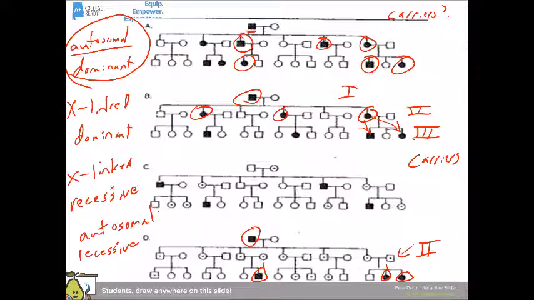And again, we can check to see who's passing it to who. Notice that this affected male gives alleles to sons. He also gives them to daughters. And this carrier female here can pass alleles to daughters or to sons. So if the allele can be passed from one parent to both genders of children, probably autosomal.